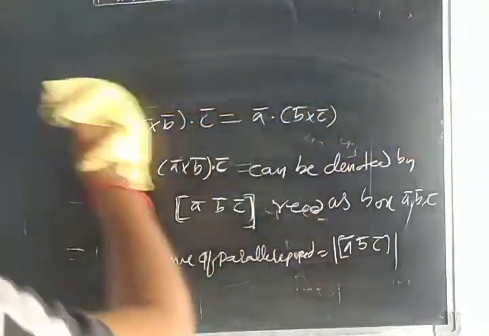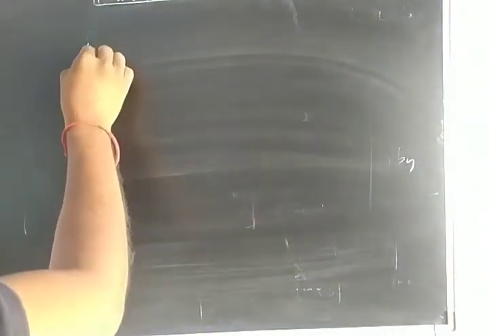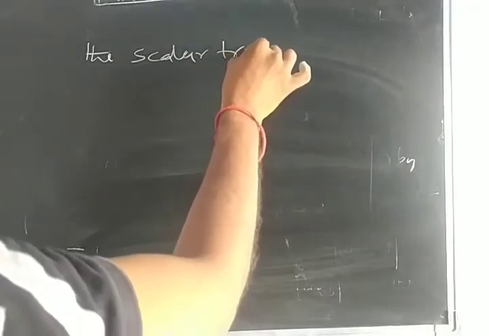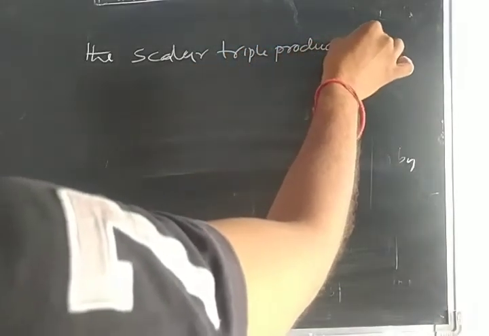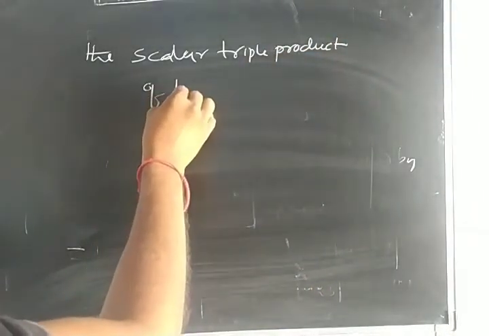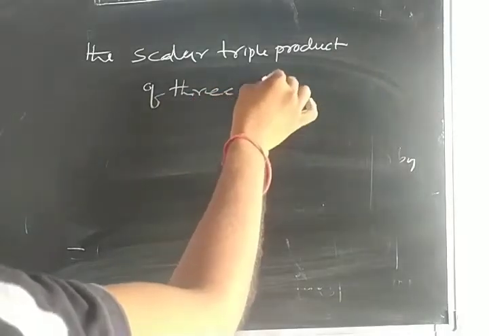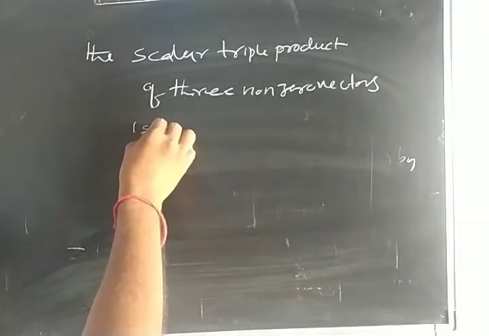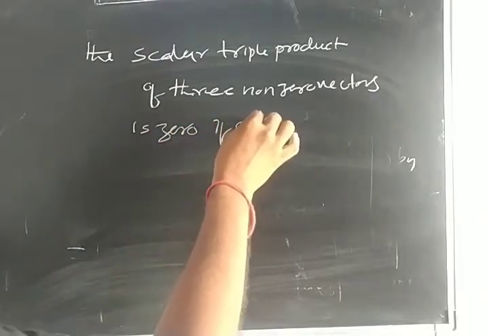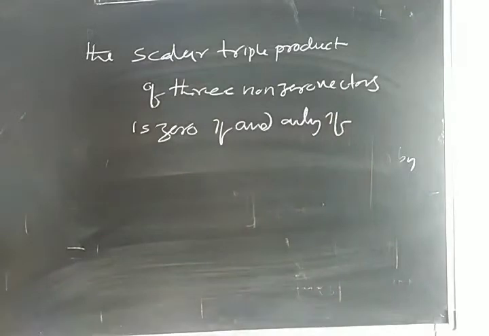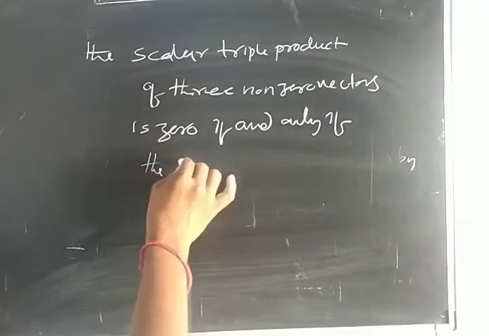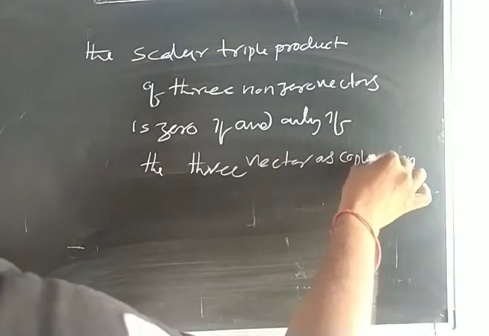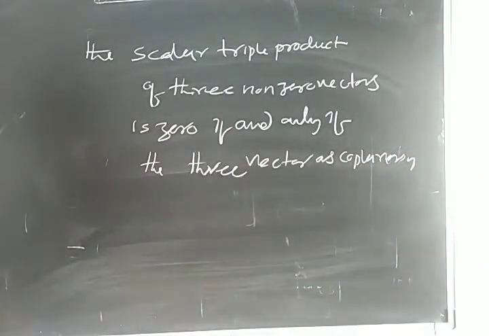Now one more note, one more property. The scalar triple product of three non-zero vectors is zero if and only if the three vectors are coplanar. The three vectors are coplanar, right?